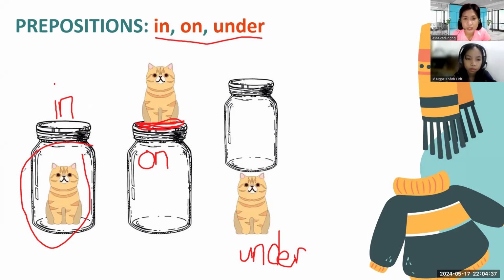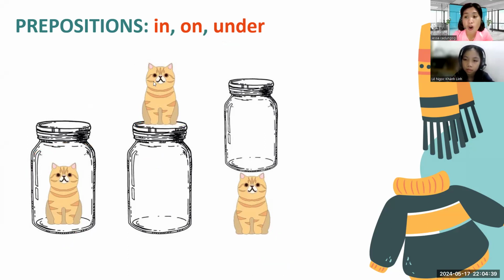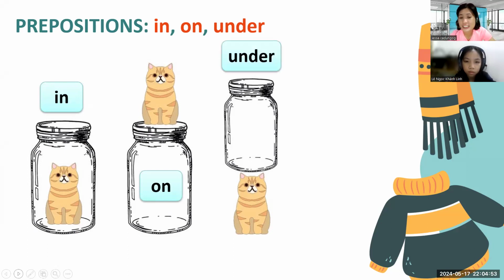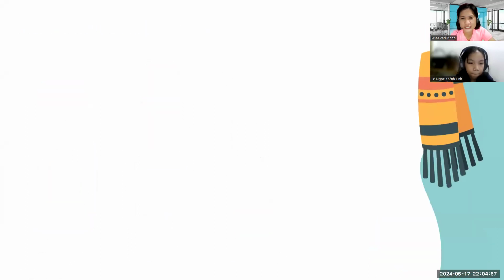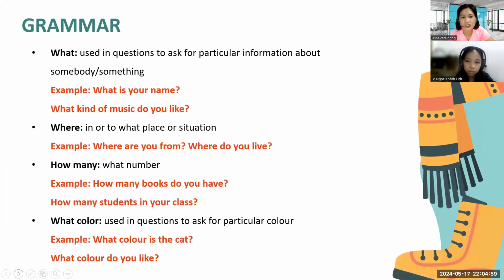So again, Lynn, these are the prepositions in, on, under. Okay, understand? You get it? Okay. See, the cat is in the jar. The cat is on the jar. The cat is under the jar. Right. Okay, next, Lynn, let's have grammar.